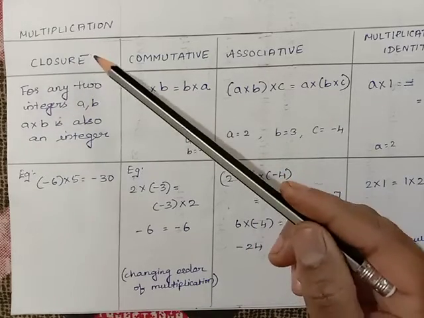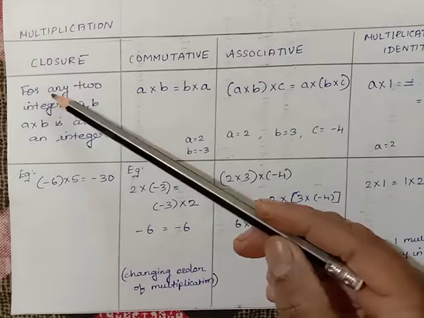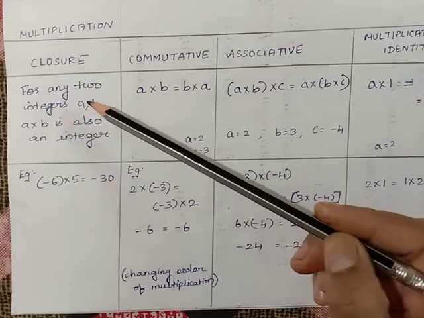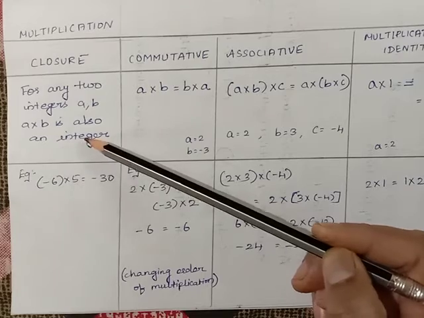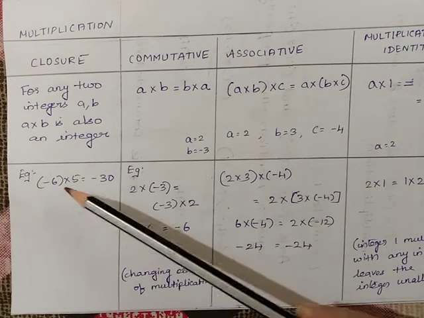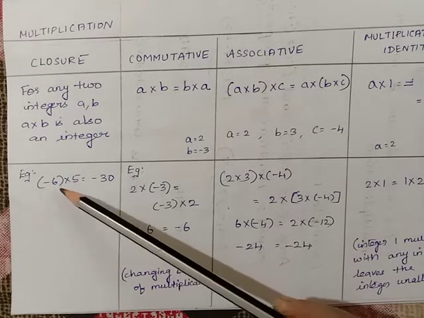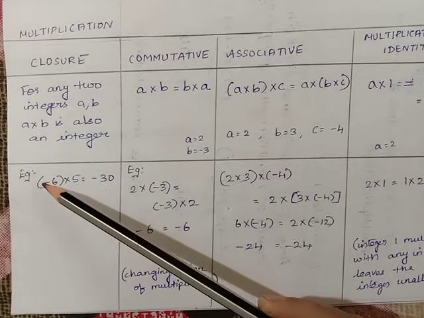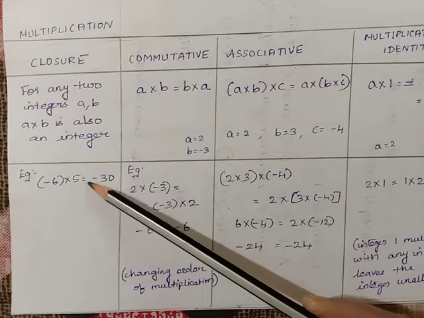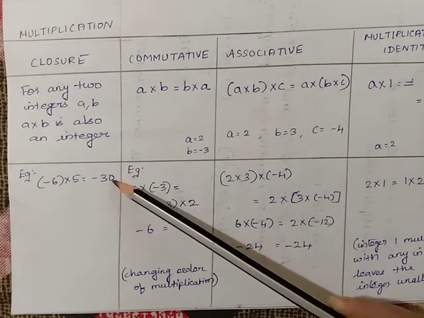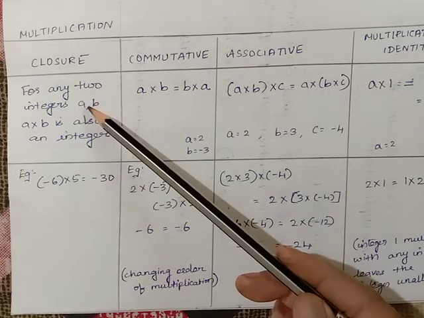So what is meant by closure property? For any two integers a, b, a into b is also an integer. Let us take any two integers. Let it be minus 6 into 5, for example. So 6 5s are 30, minus into plus is minus. Your answer is also an integer. So this is called closure property.